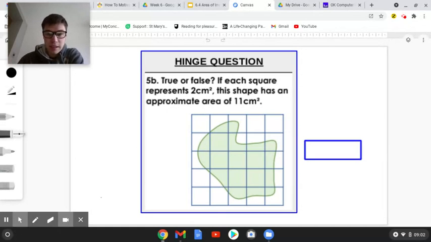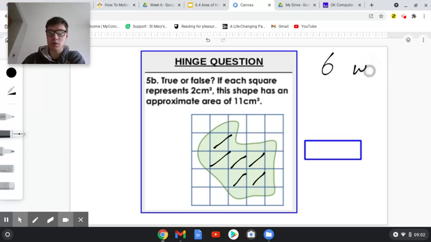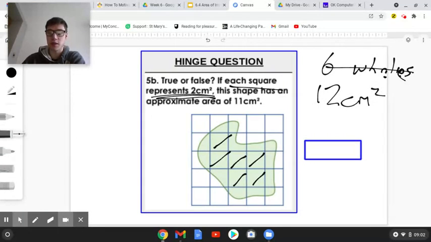Now, finding the area of an irregular shape, I'm going to first of all count up the whole squares that I can see. So I've got 1 there, 2, 3, 4, 5, 6. So that's 6 wholes. So I need to remember each square represents 2 centimetres squared. So those 6 wholes would be 12 centimetres squared.